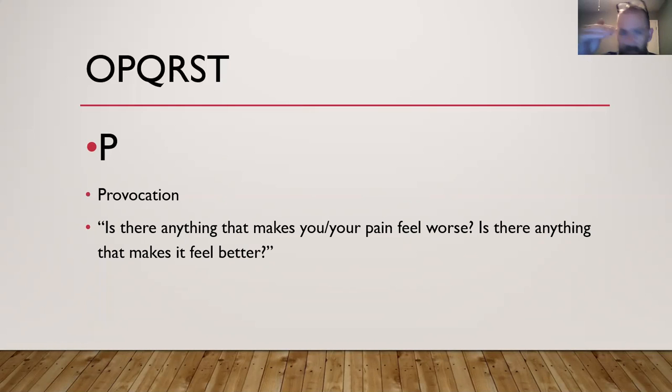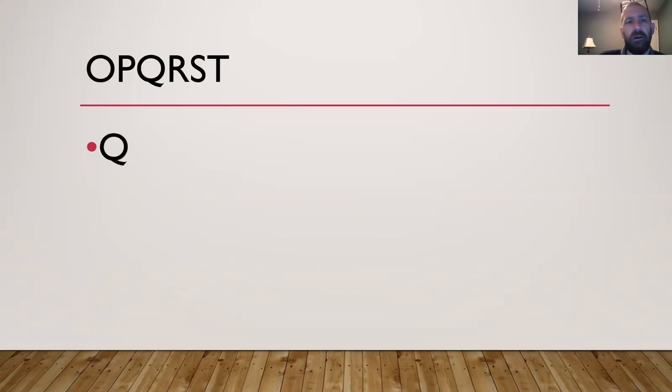Can they do something to make their medical issue feel better or their pain feel better or worse? So does anything make it feel better or worse? That's provocation, P. Q is going to be quality.